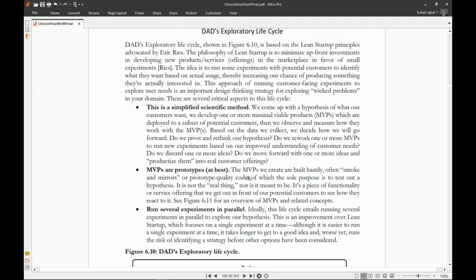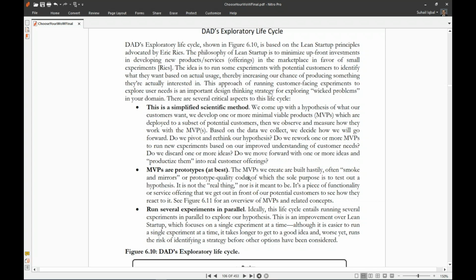Then we have got DAD's exploratory life cycle. DAD's exploratory life cycle, shown in figure 6.10, is based on the lean startup principles advocated by Eric Ries. The philosophy of lean startup is to minimize upfront investment in developing new products, services, offerings in the marketplace in favor of small experiments. The idea is to run some experiment with potential customers to identify what they want based on actual usage, thereby increasing our chance of producing something they are actually interested in.